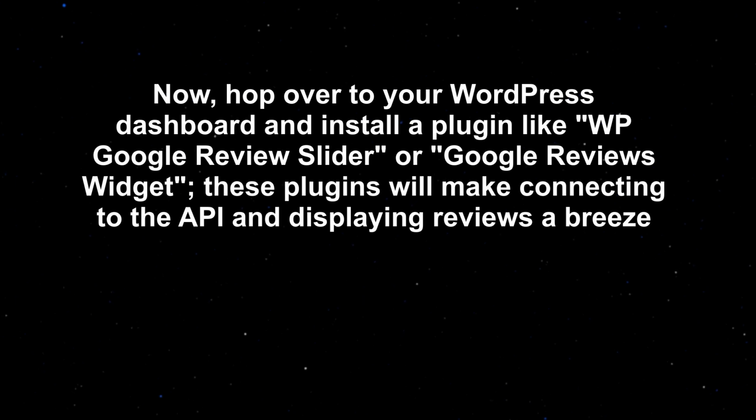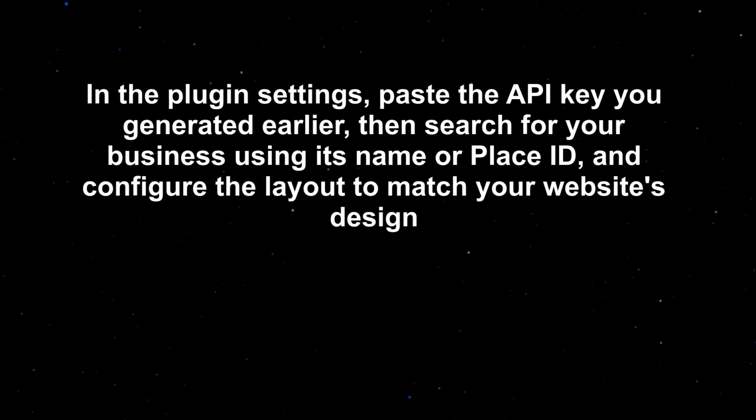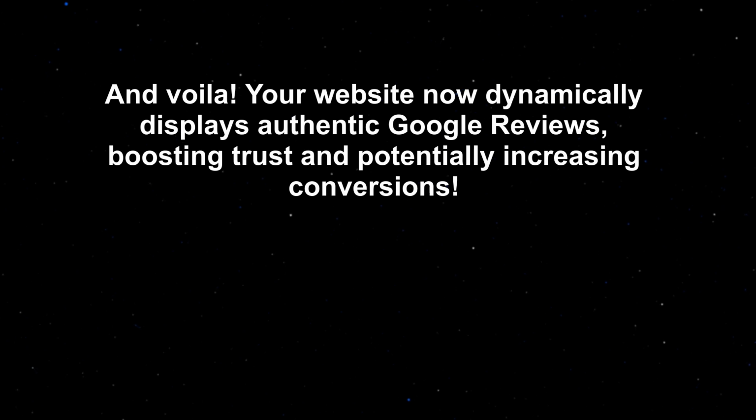Now, hop over to your WordPress dashboard and install a plugin like WP Google Review Slider or Google Reviews widget. These plugins will make connecting to the API and displaying reviews a breeze. In the plugin settings, paste the API key you generated earlier, then search for your business using its name or place ID, and configure the layout to match your website's design. And voila, your website now dynamically displays authentic Google reviews, boosting trust and potentially increasing conversions.